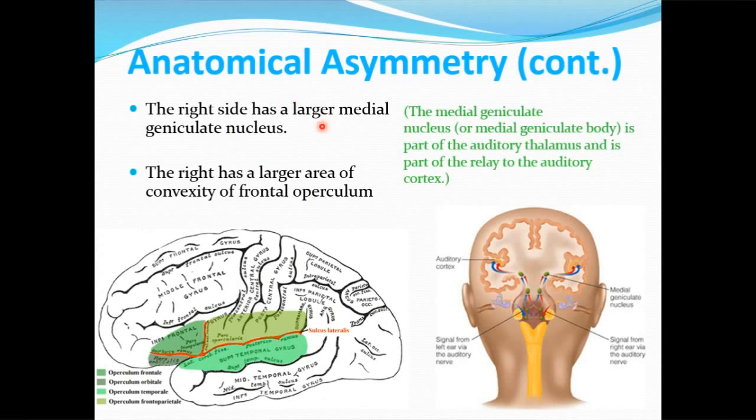The right side also has a larger medial geniculate nucleus. Now you remember the medial geniculate nucleus is in the thalamus. I've put this picture in again. You should be familiar with this picture. It's just to remind you where the medial geniculate nucleus is. And the right has a larger area of convexity of the frontal operculum. This is the frontal operculum over there. You'll see there's the label, operculum frontal.